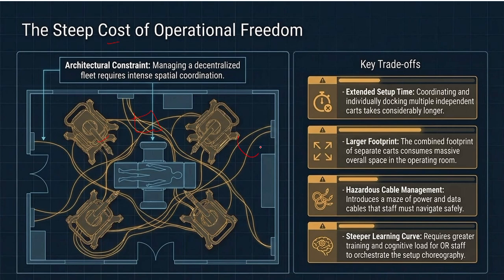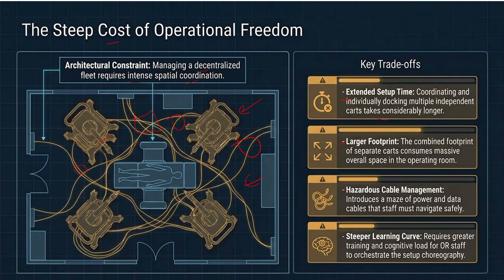But if you see this wiring and all, this is the real challenge in the case of this modular cart architectural design. So managing a decentralized fleet and intense spatial coordination will be required. Extended setup time, because they have to take one arm again, singly, they have to take all the arms for the docking and all. So extended setup time will be there. Coordinating and individually docking multiple independent carts takes considerably longer time. So the larger footprint with respect to the single.